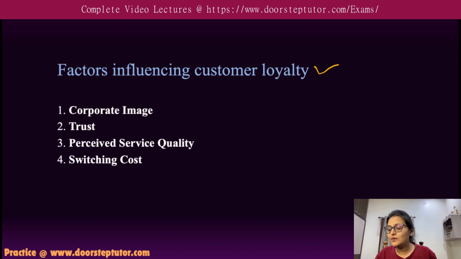So the very first factor over here is corporate image. So this is about how people generally view a business or a company, established company. If a company has a positive, a trustworthy image in the minds of the customers, then customers are more likely to stay loyal to that particular business, towards that particular brand, because they feel good about associating it with the other products which they are getting from that particular brand.